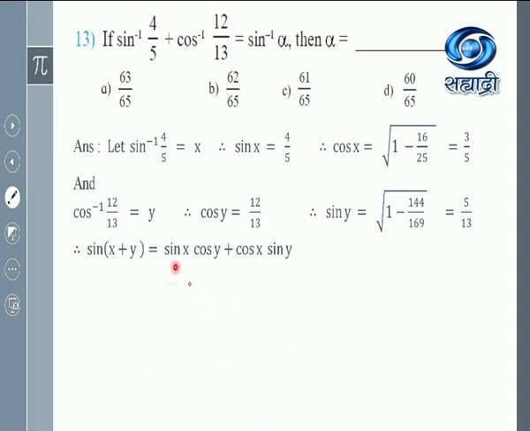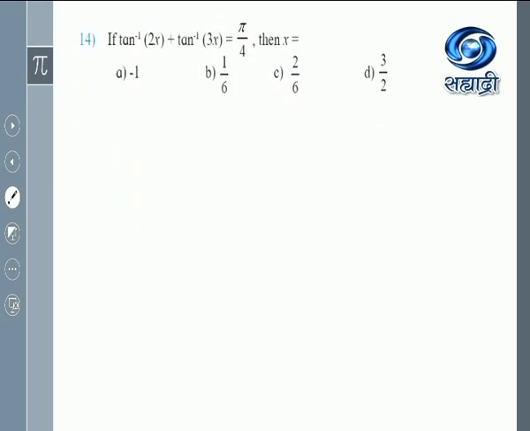Now sin of x plus y is sin x cos y plus cos x sin y, you know. Put the values, go to the line above and substitute the values here. Okay. Simplify, you will get the answer. So here the correct answer is A, 63 upon 65. Okay. So remember the method how we are trying. These calculations you can do on your own and get the answer.